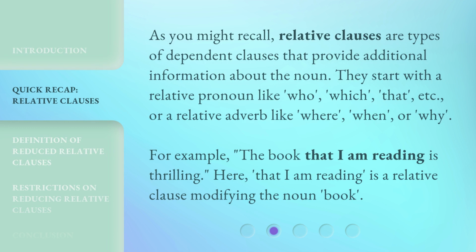As you might recall, relative clauses are types of dependent clauses that provide additional information about the noun. They start with a relative pronoun like who, which, that, etc., or a relative adverb like where, when, or why. For example, the book that I am reading is thrilling. Here, that I am reading is a relative clause modifying the noun book.